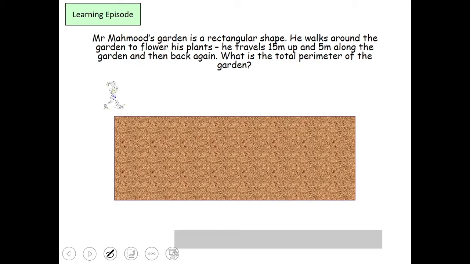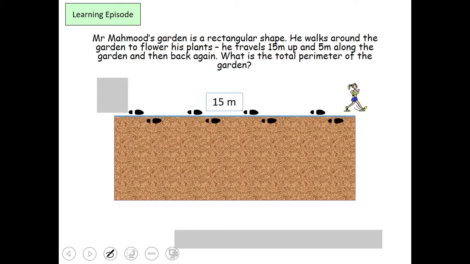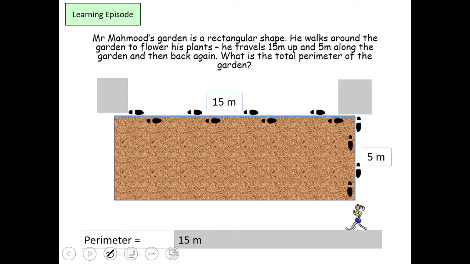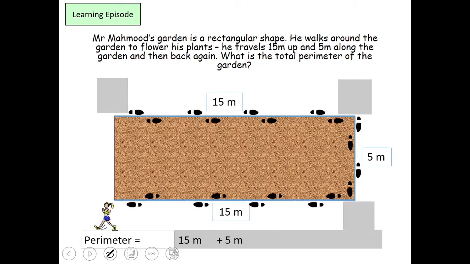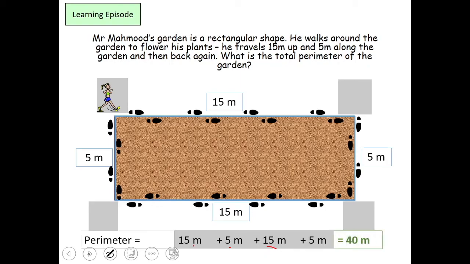So we know there's Mr. Mahmood in his sportswear. He's gone 15 meters along the garden, then he comes 5 meters down, and then he comes back. So we know he's going to walk another 15 meters, and then another 5 meters to go back up because he's walking around the outside of his garden. So we need to add all of these measurements together. So at the bottom we've got 15 meters plus 5 meters plus 15 plus another 5. So the answer should be 40 meters.